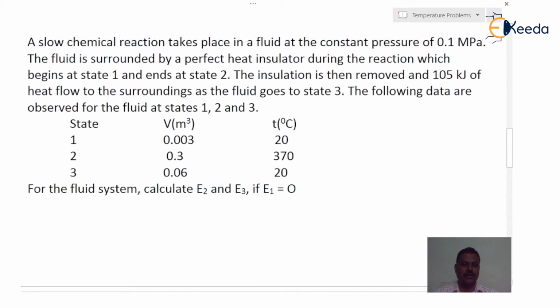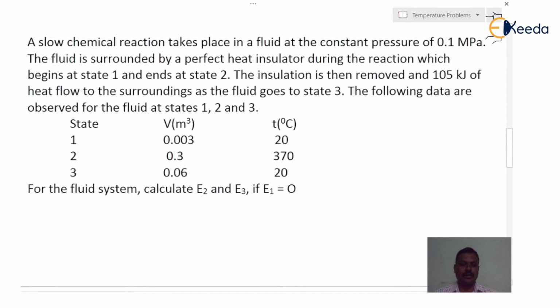At state 1, the volume is 0.003 and temperature is 20 degrees Celsius. At state point 2, volume is 0.3 meter cube and temperature is 370 degrees Celsius. And at state point 3, volume is 0.06 meter cube and temperature is 20 degrees Celsius. Here for this fluid system, E2 and E3 have to be calculated if E1 is 0.